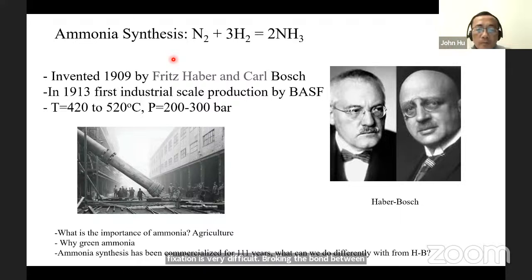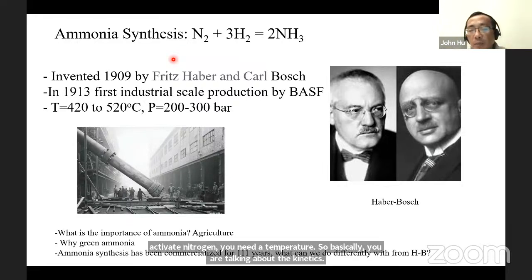Thank you. Very good. I hope every student heard what he said. Nitrogen is very stable. It's a triple bond. To activate nitrogen, you need a high temperature. So basically, you are talking about the kinetics. Kinetics means you have to make sure you activate the nitrogen.